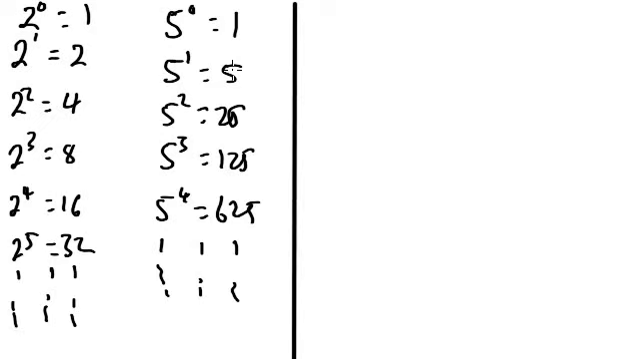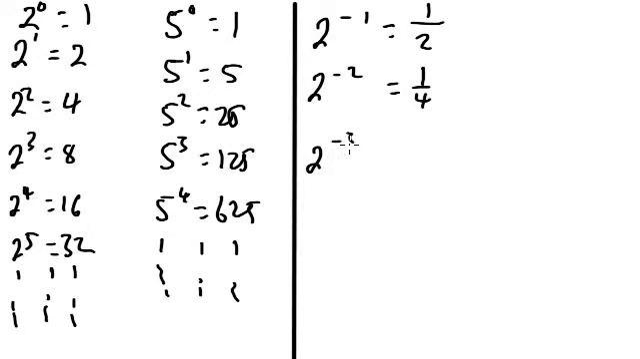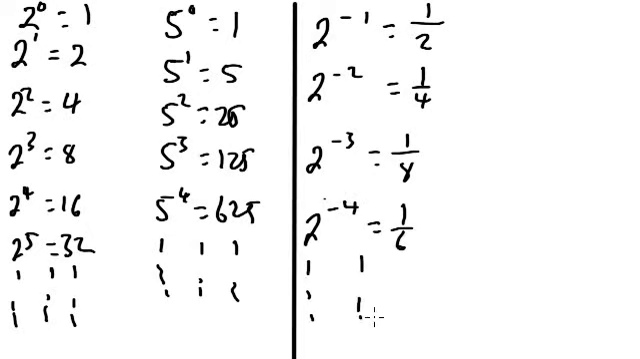Will this still work the same way? Let's see. What if I have 2 raised to the power of negative 1? This is equal to 1 over 2. 2 raised to the power of negative 2 is 1 over 4. 2 raised to the power of negative 3 is 1 over 8. 2 raised to the power of negative 4 is 1 over 16. And this continues that way.